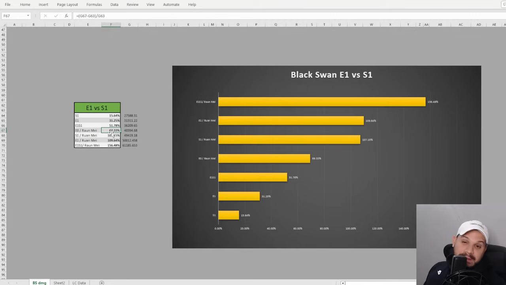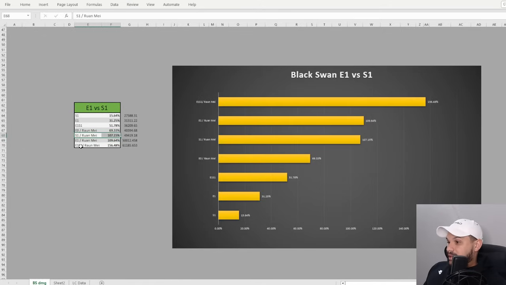But if you're one of those people that want to take it to the next level, because this is an E1 versus S1 video, so E1 with Ruan Mei, E1 S1 with Ruan Mei, 49k, 50k, very, very similar. Almost no difference. So what would I recommend in this particular scenario? If you can get to 120% effect hit rate with Eyes of the Prey, go for the E1. If you don't have Eyes of the Prey, go for the S1.